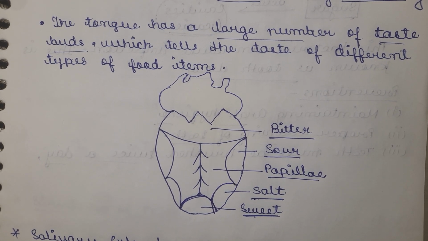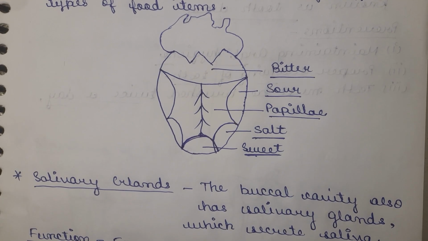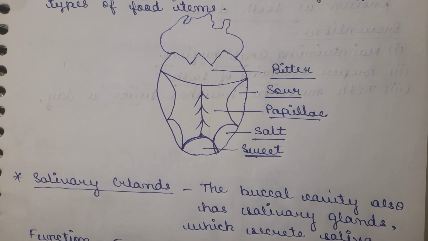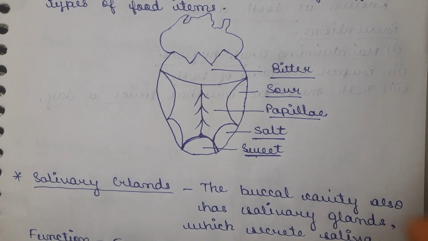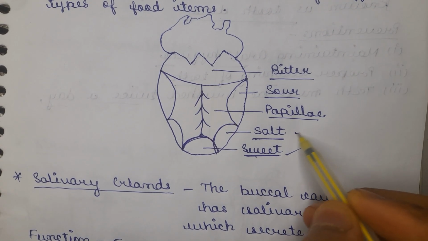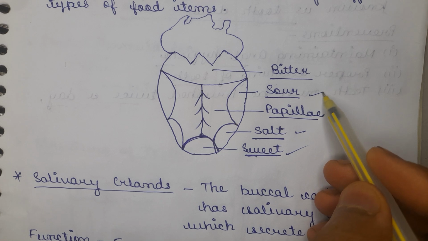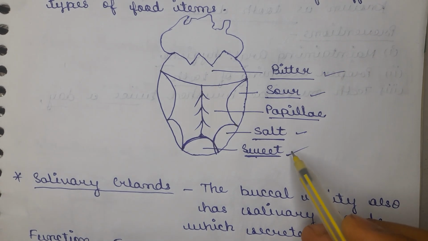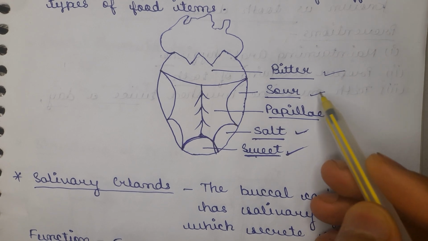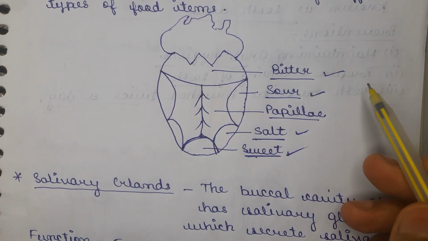Now, how can we judge the tastes that are present in the food? This can be understood by an activity, by taking samples of different types of solutions such as sugar solution, salt solution, lemon juice, or a paste of neem leaf. So four different types of flavor we have added in this experiment.